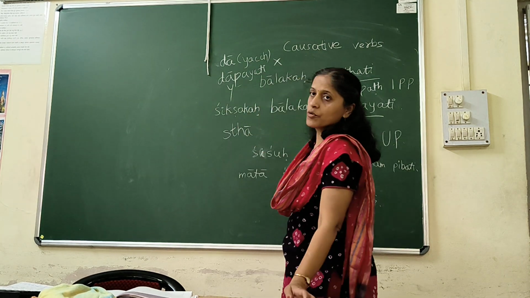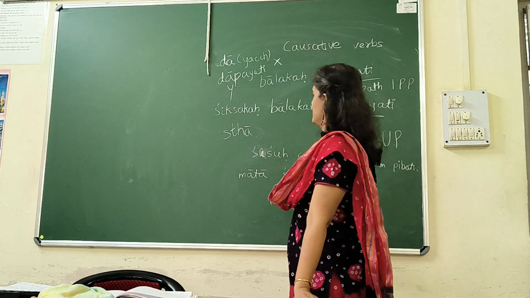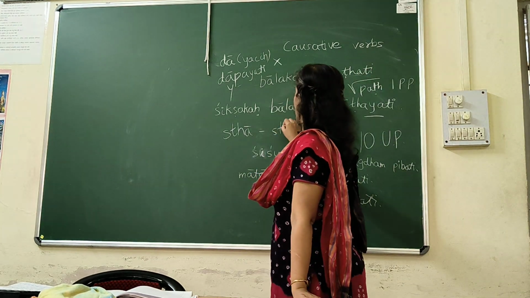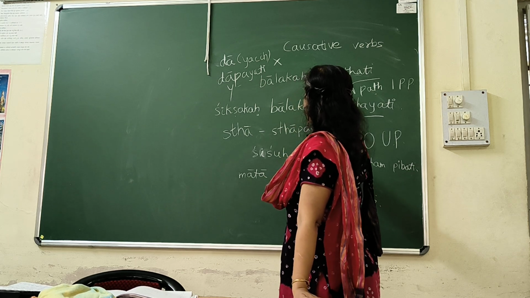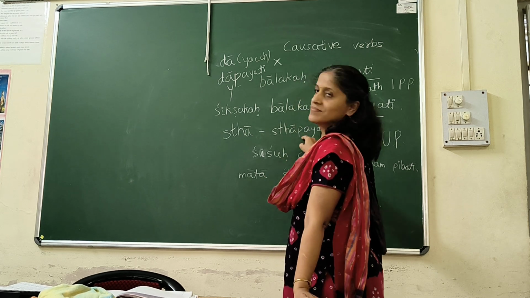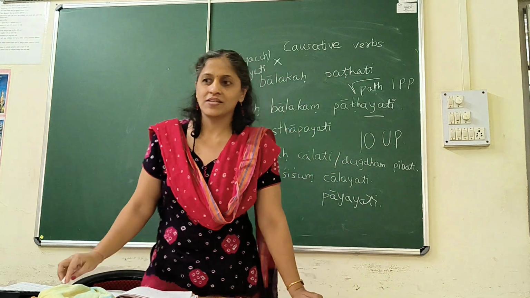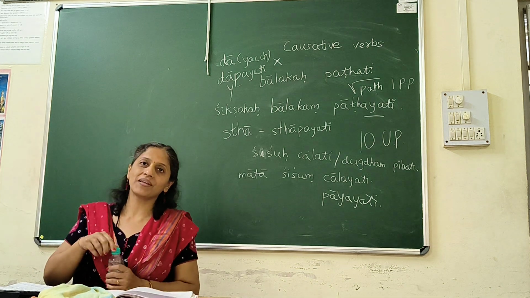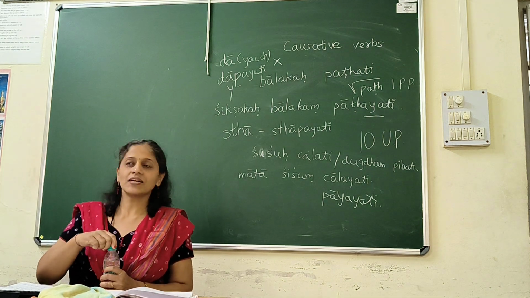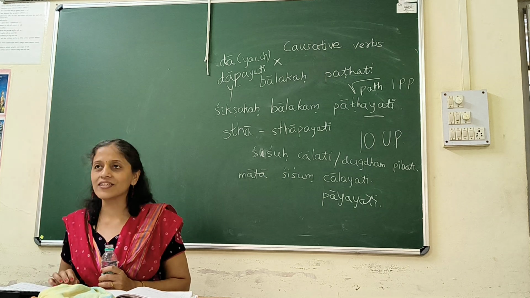Stha. Have you learnt the verb stha? Tishtha, tishtati. Yes, very good. Stha becomes sthapayati. You must have come across sthapayati in your text. You must have read it somewhere. Dapayati, sthapayati. So pa comes there. Sometimes it's ya, sometimes it's pa, and always it is aya.